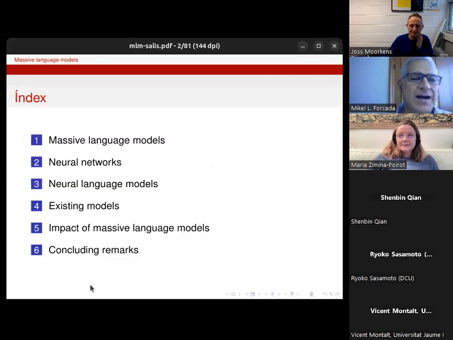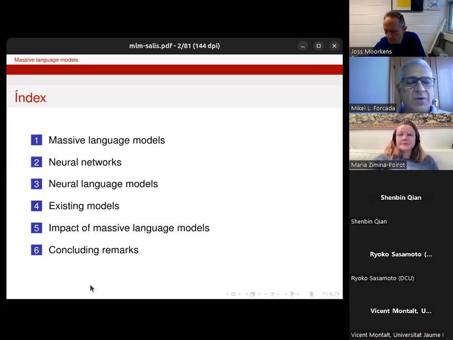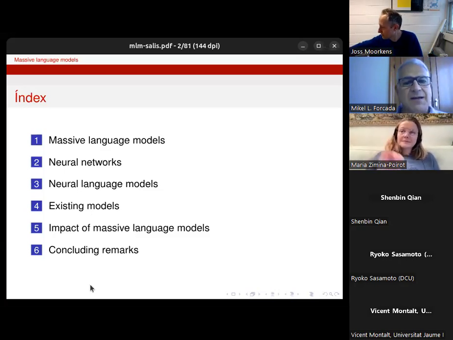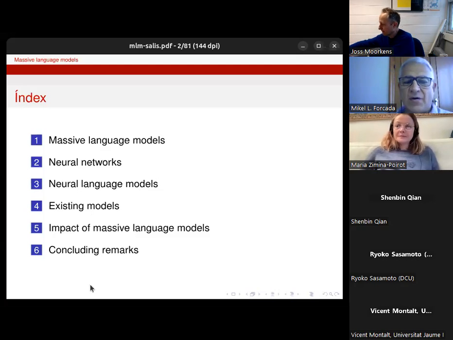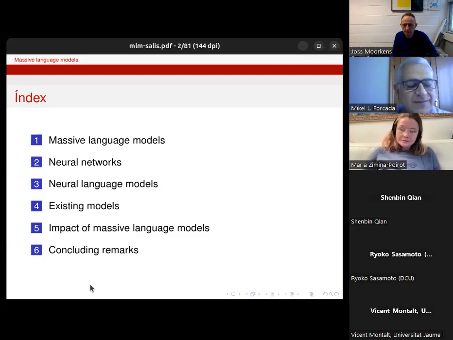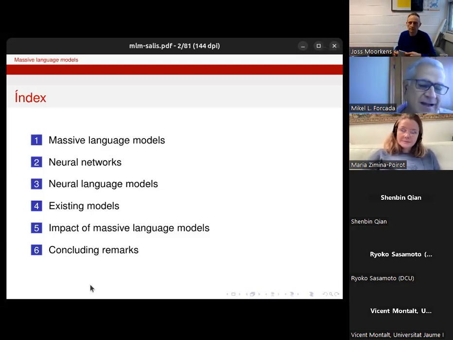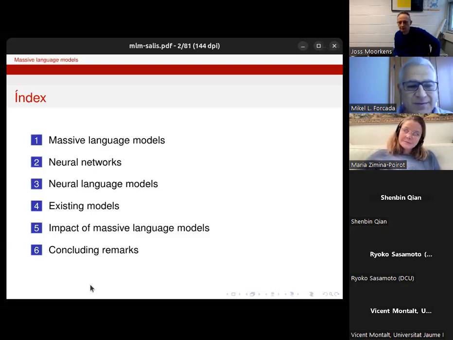So here's the menu. I'm going to talk about massive language models, and some of the ingredients like neural networks and neural language models. And I will explain how they work and talk about existing models and what impact language models have on our lives as professionals and not only, and then some concluding remarks.